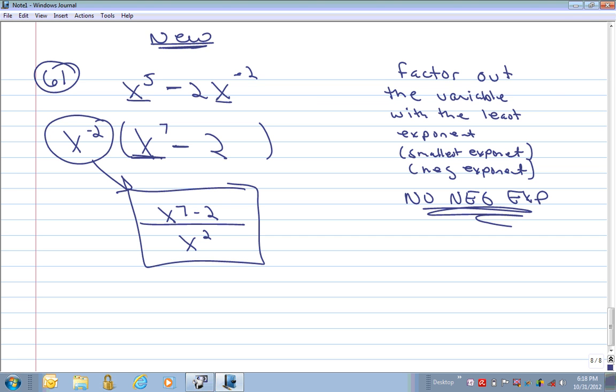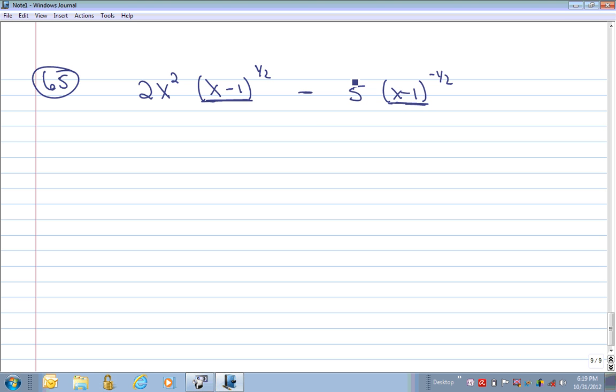All right, let's look at 65. It's a similar problem, just a little more complicated. In 65, we have 2x squared, and then parentheses x minus 1 to the 1/2 power. And then we're going to say minus 5, and then it's x minus 1 to the negative 1/2 power. All right, I want us to factor out this x minus 1, the one with the negative exponent. That's a negative 1/2. So I'm going to factor out x minus 1 to the negative 1/2 power.